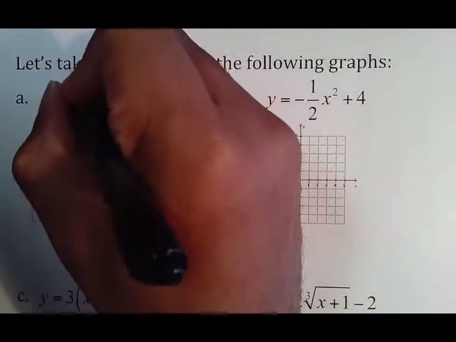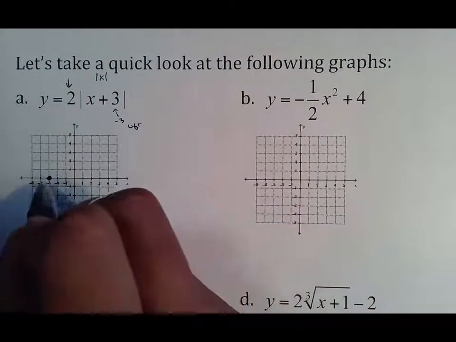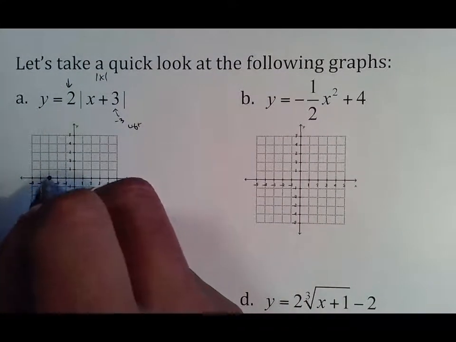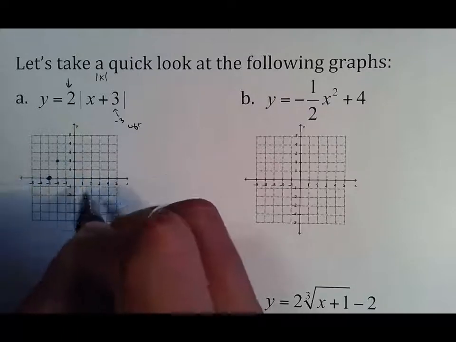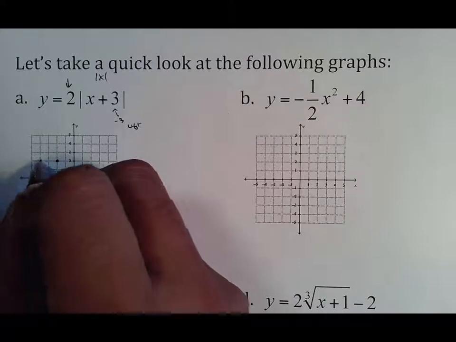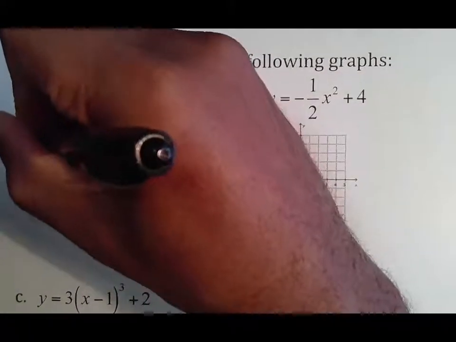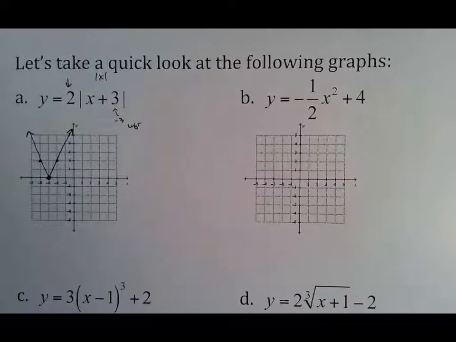And now you factor in the stretch value. So instead of going 1, we're going to go 2. So over 1 still, but instead of going up 1, we're going to stretch it to go up 2. Instead of going back 1 and up 1, we're going to stretch that and go up 2. And so what that does to our V is it makes it more narrow. Okay? So again, what that does for my V is it makes it narrow.